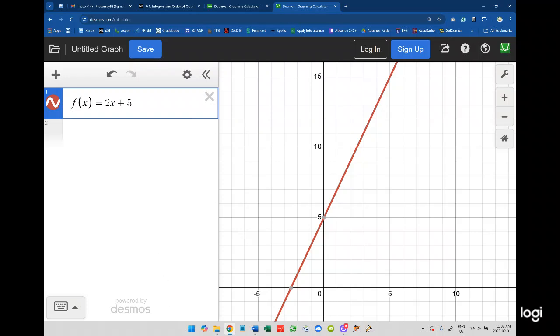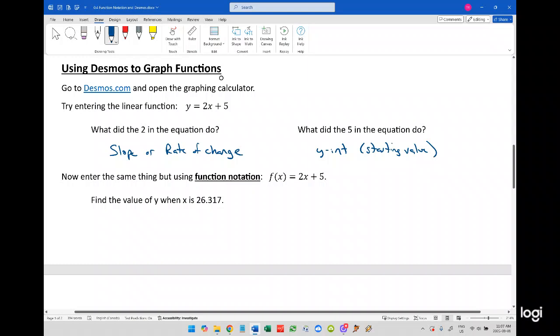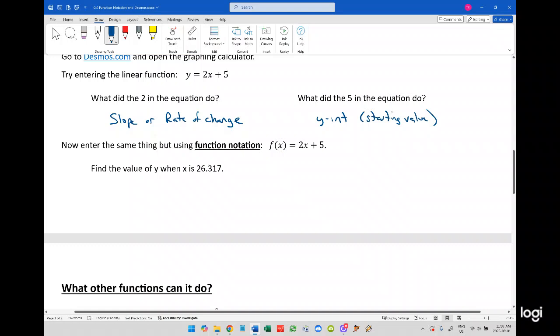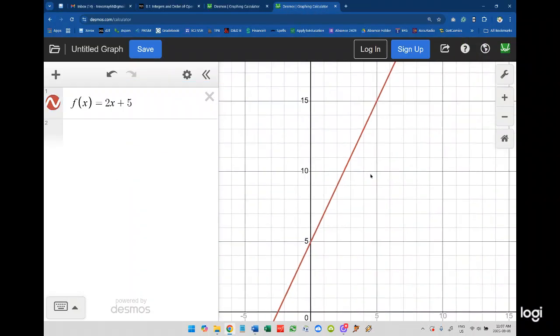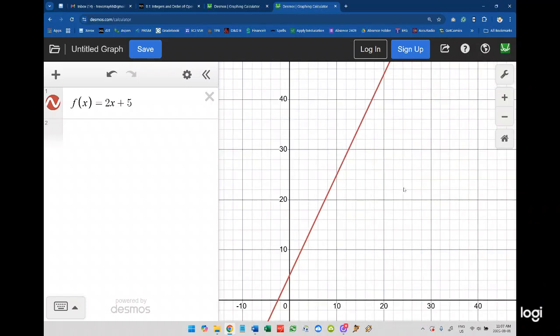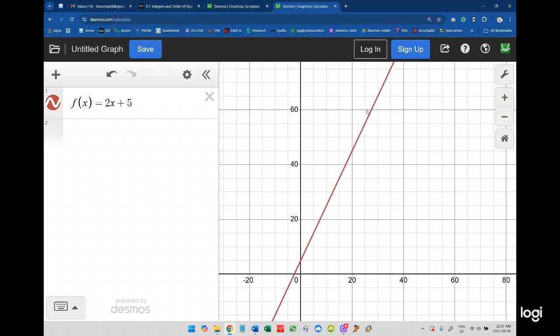All right, the nice thing about this is that if I want to figure out the value of y when x is 26.317, I can do this. I have to try and find it over here. 26.3. I try and get it. Come on. Don't be a jerk. There. Okay, 0.31. I can't quite get it exactly there, but it's around 57-ish, 58.